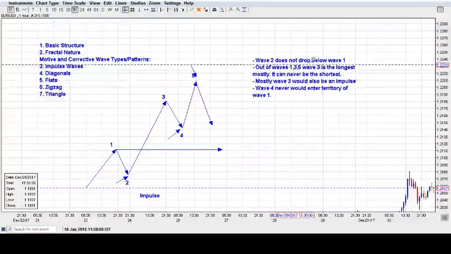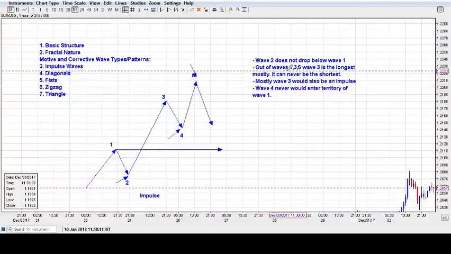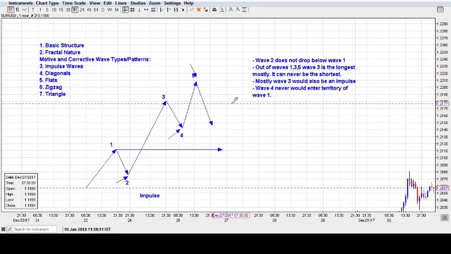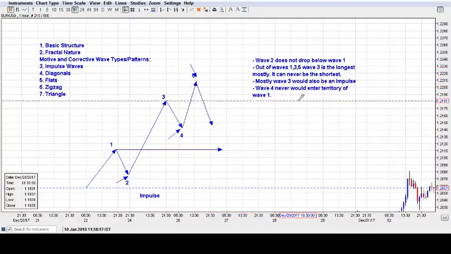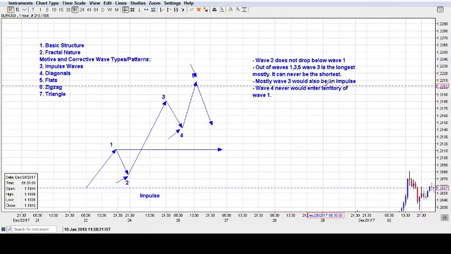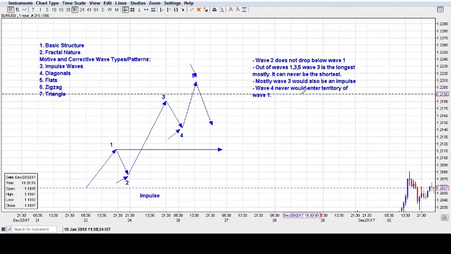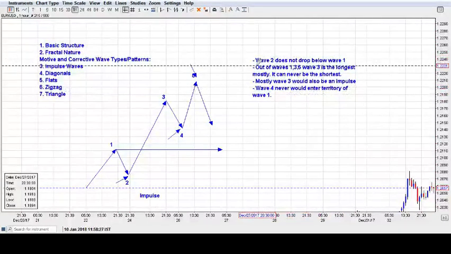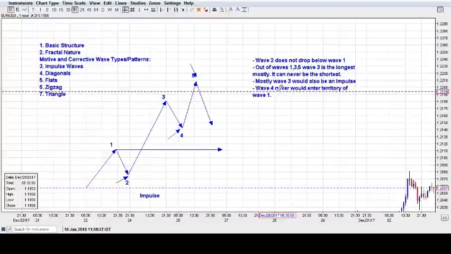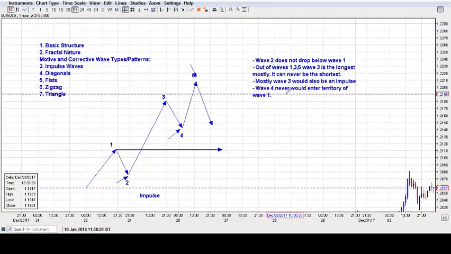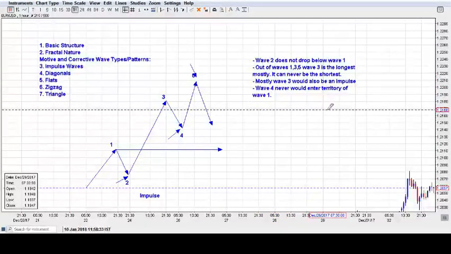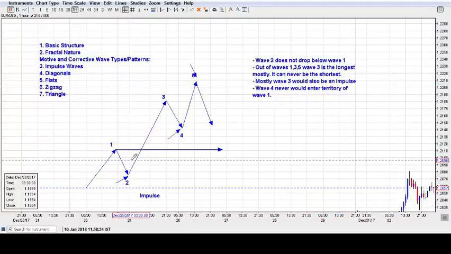Let's quickly revise. Wave 2 does not drop below the head of wave 1. Out of waves 1, 3 and 5, wave 3 is the longest most of the time. It can never be the shortest. Please remember that. Mostly wave 3 would also be an impulse. That's fine. And wave 4, these 3 points, 1, 2 and 4 are very important for us to remember, brothers. Wave 4 never would enter the territory of wave 1.